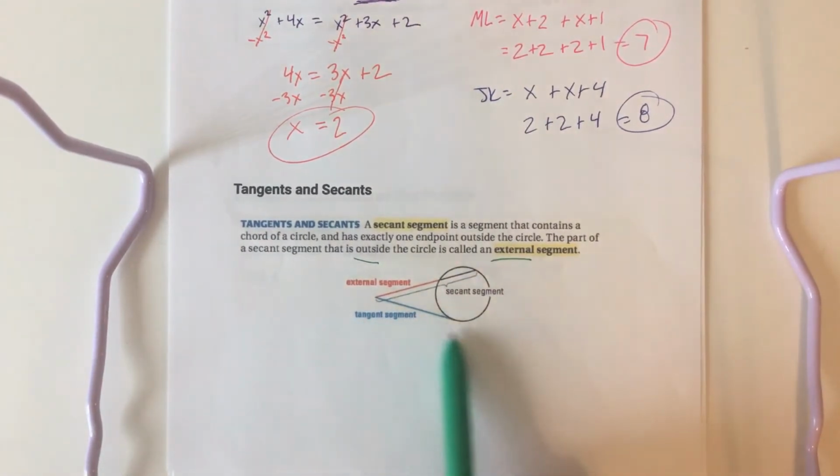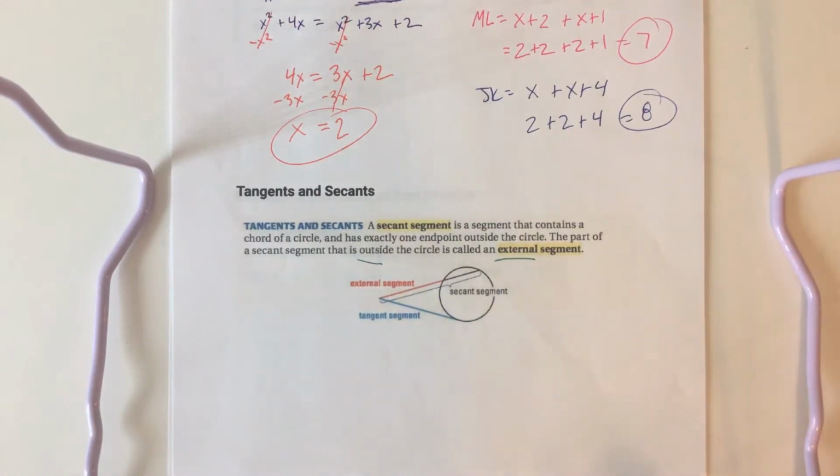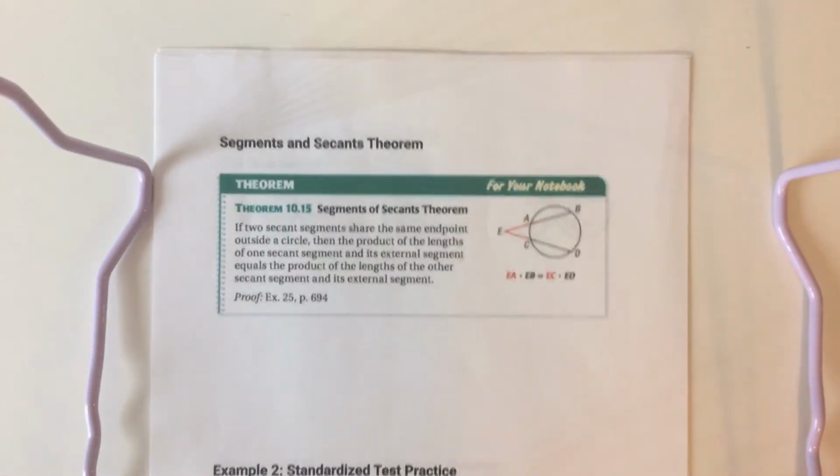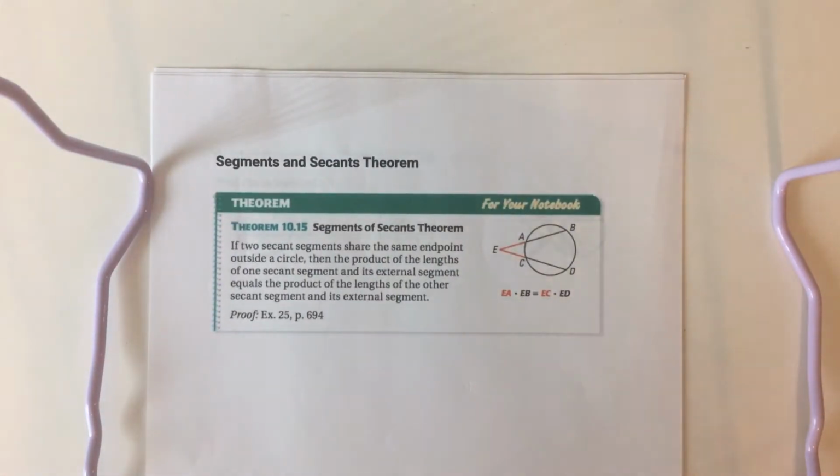And then our tangent segment doesn't go through the circle, it stops at the outer edge. Remember, a tangent only intersects at one line, so it doesn't go through the circle. The secant part goes through the circle. So those definitions are going to help us with our last two theorems. The first of which is segments of secants, the theorem.